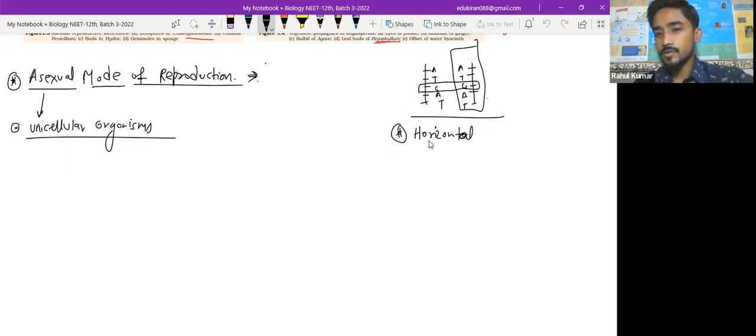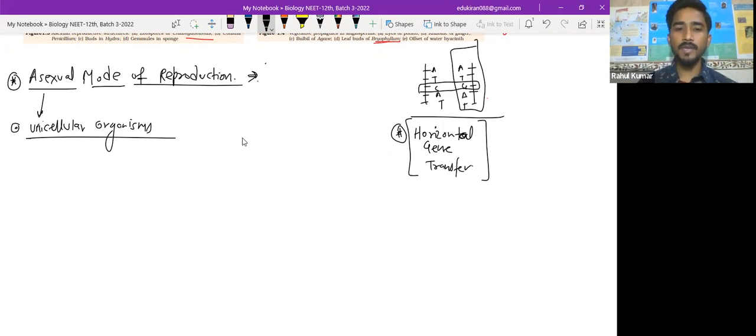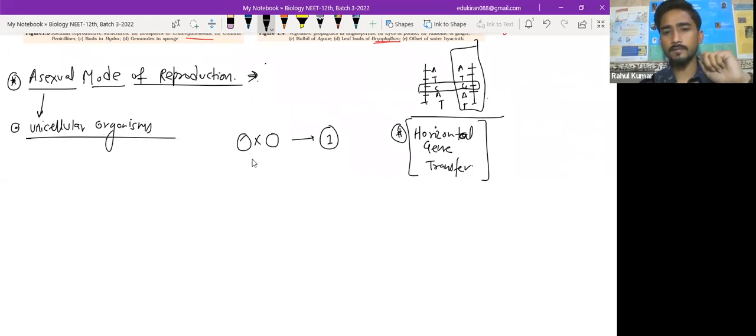Now there is something called horizontal gene transfer. Reproduction is a vertical gene transfer. Through reproduction, let's say there is a parent, or let's say there are two parents. So this is generation 1, correct? These two parents got together and fertilization happened. Suppose these two parents produce two offsprings. Is it clear? Yes, sir.